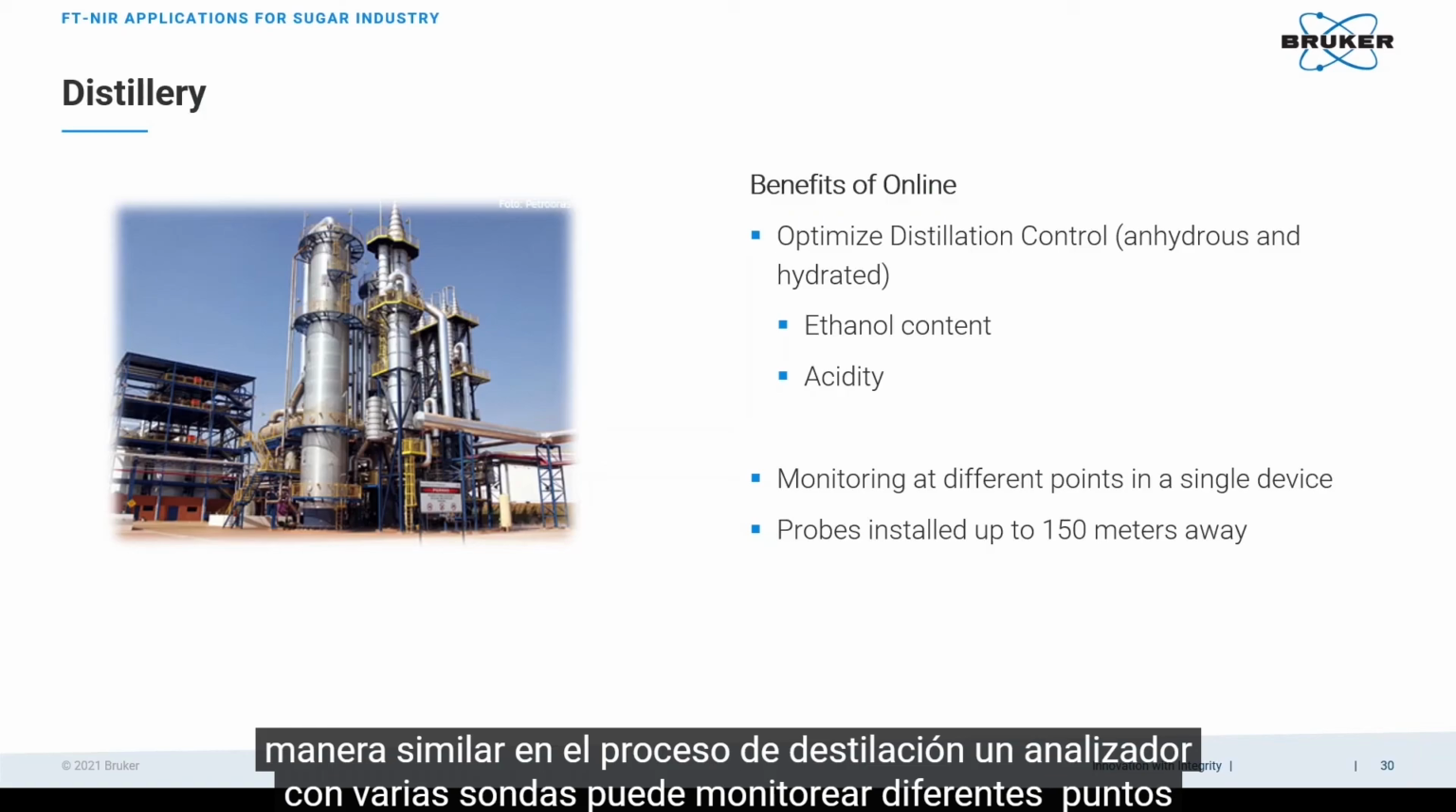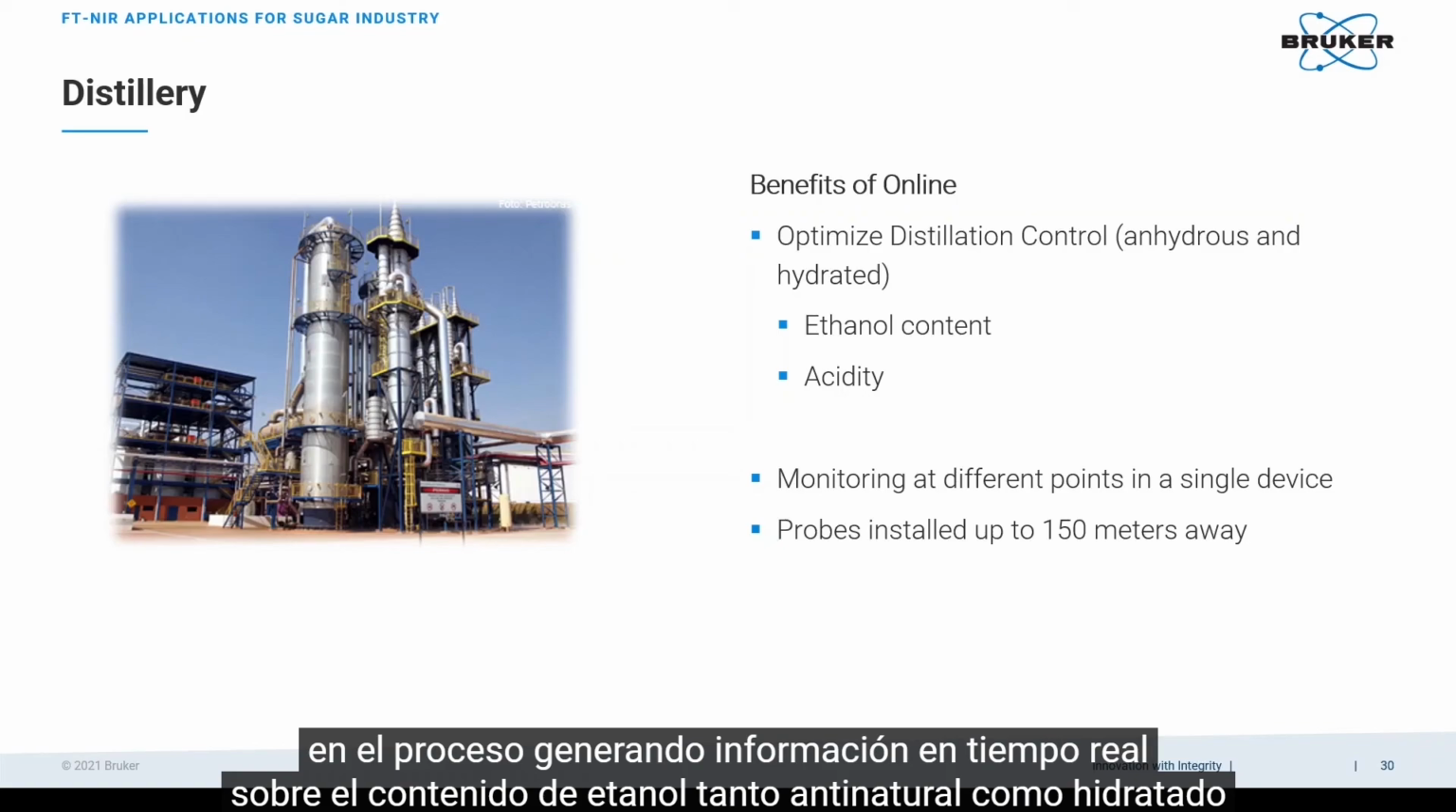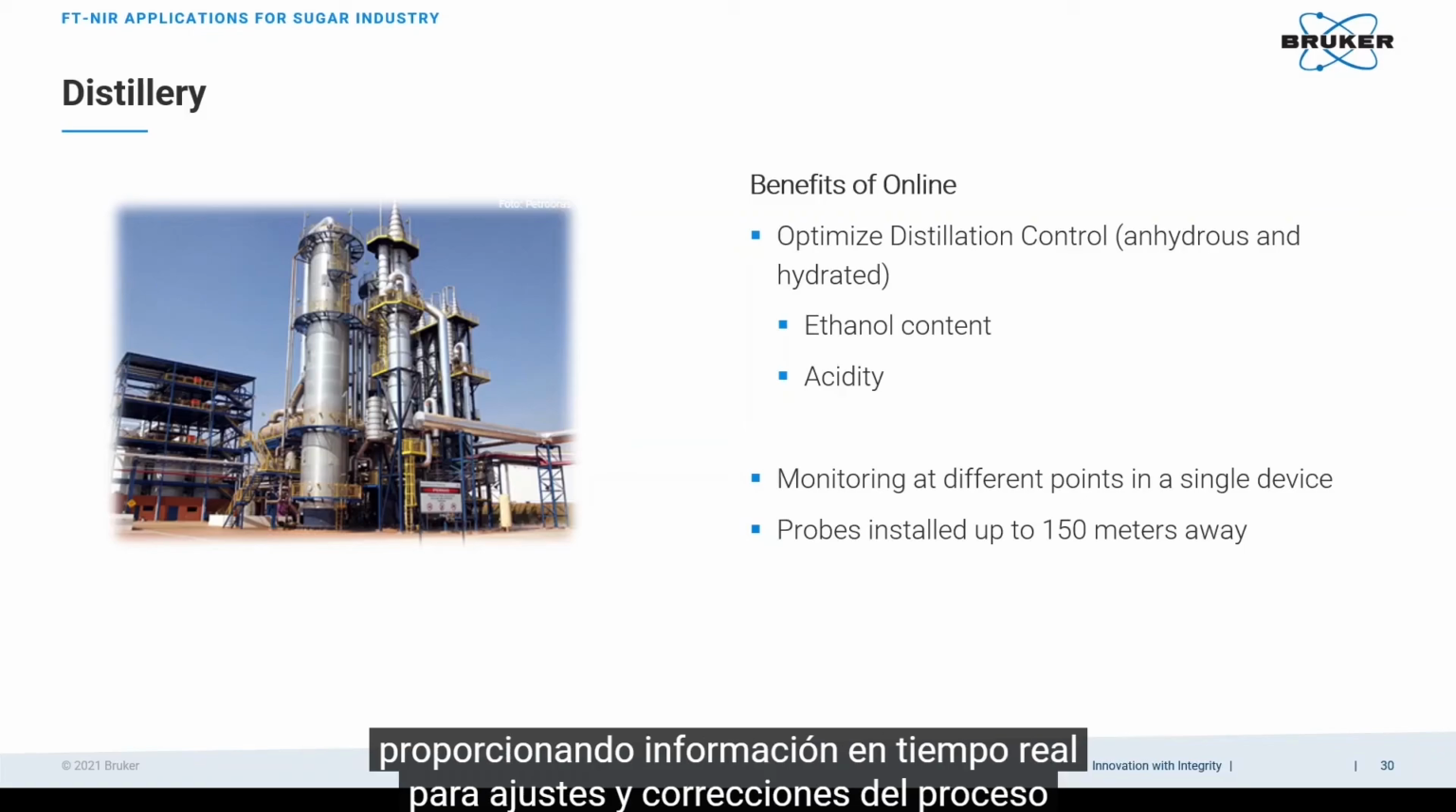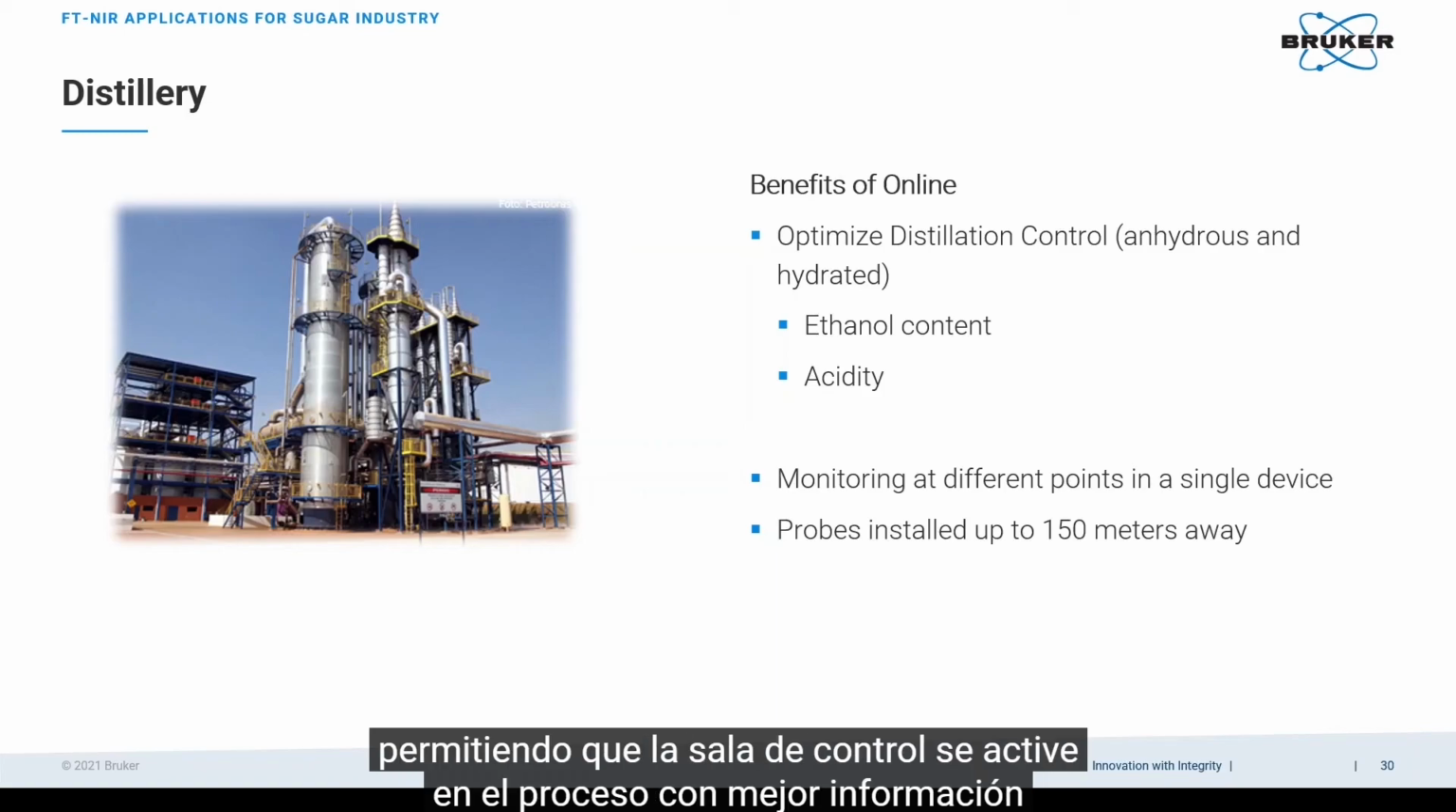Similarly, in the distillation process, an analyzer with several probes can monitor different points in the process, generating real-time information on the ethanol content, both anhydrous and hydrated, providing information in real time for process adjustments and corrections, allowing the control room to act on the process with better information.